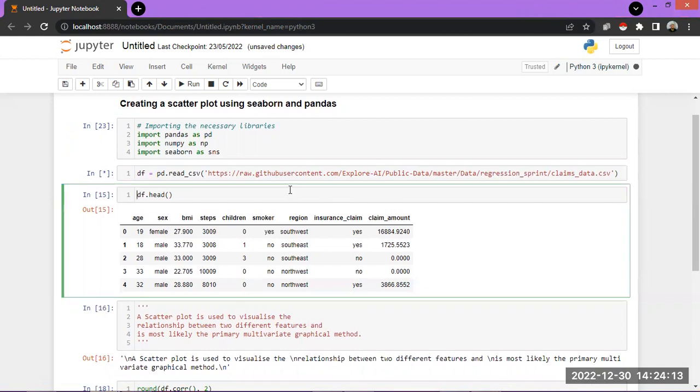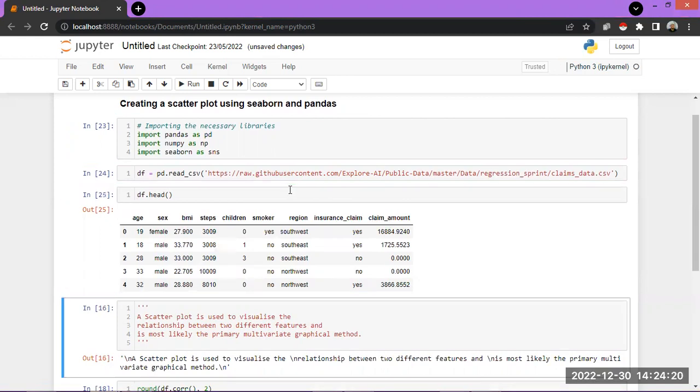Then the next thing I want to do now is to view the first 5 rows of our data set, right? So now we can see we have features such as age, sex, BMI, steps, children, and down to claim amount.